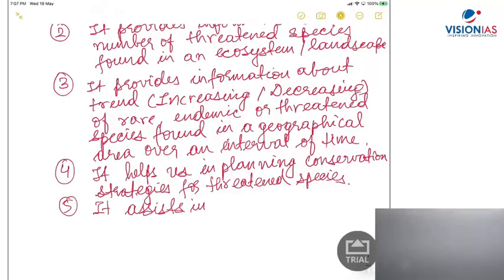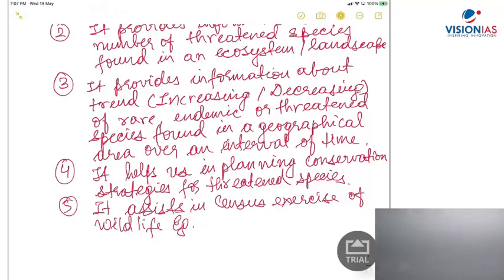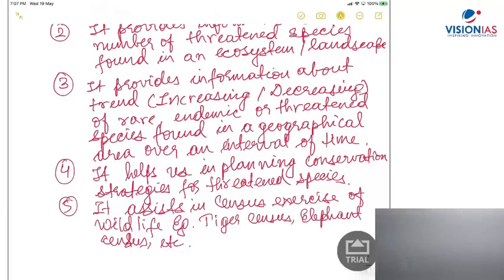It assists in census exercises of wildlife. Like in India, we have, for example, let's say tiger census, or let's say elephant census. Again, that can be done through biodiversity mapping.